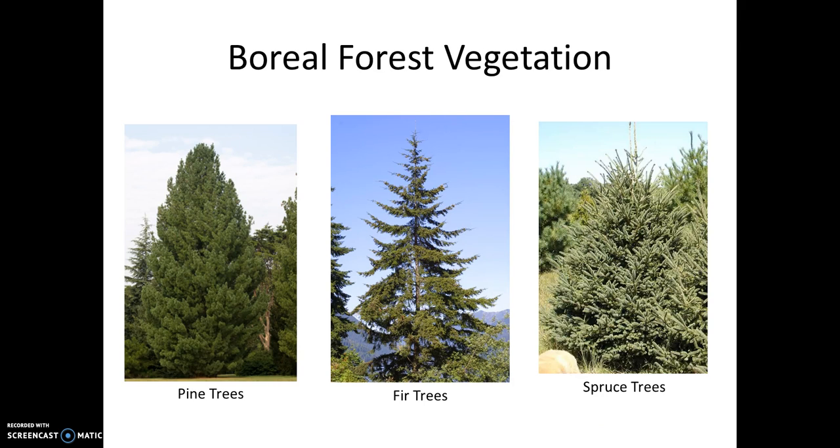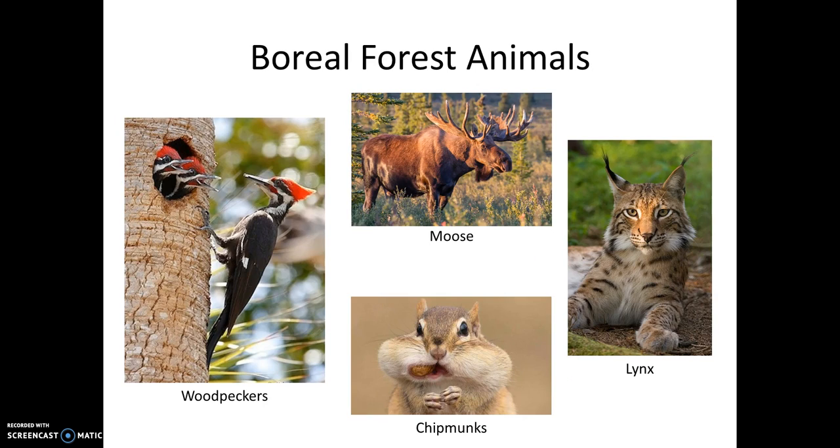Shorter summers, longer winters. Vegetation includes pine trees, fir trees, and spruce trees. We do have some of those here. We're sort of in a flux area here between the temperate and the boreal forest. And all of these are evergreen, so they may or may not lose their needles, but they stay green all through the winter if they do keep their needles.